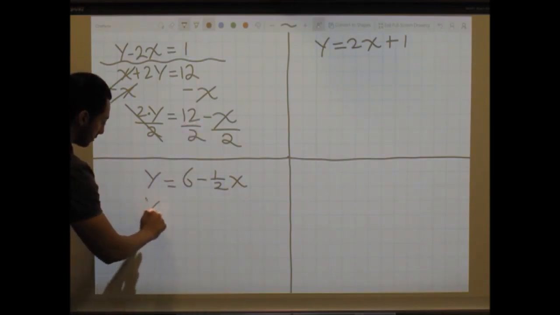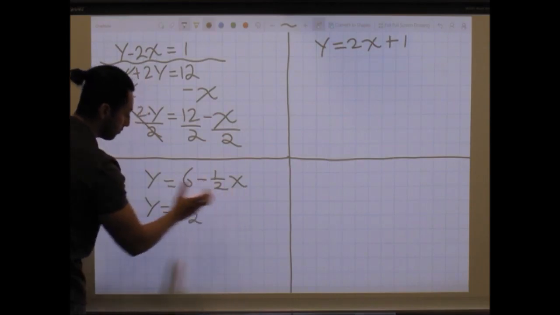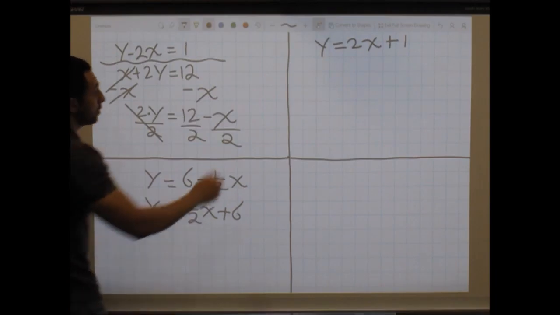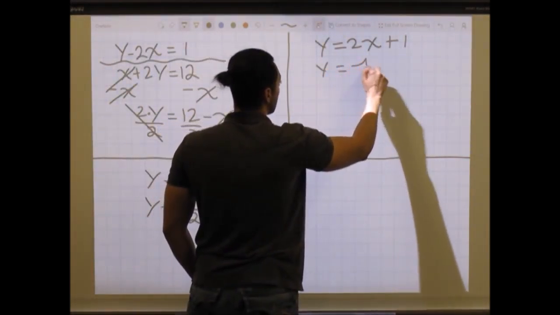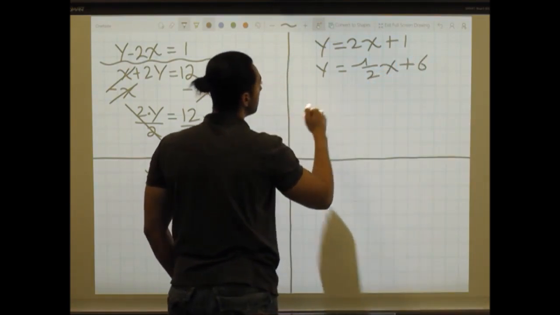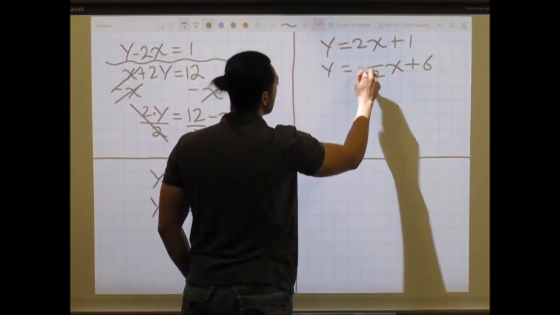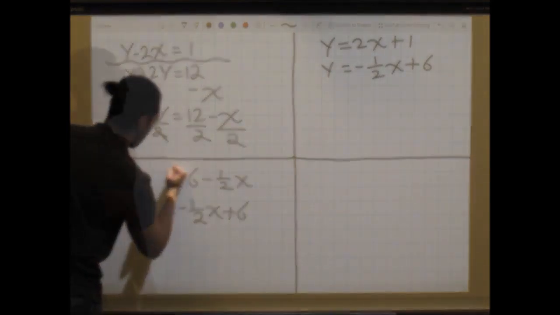And again, if you want it written with the slope first, you could write negative half of x plus 6. So here we got y is equal to negative half of x plus 6. Alright, there we go. Let me just erase this stuff and then we'll get started.